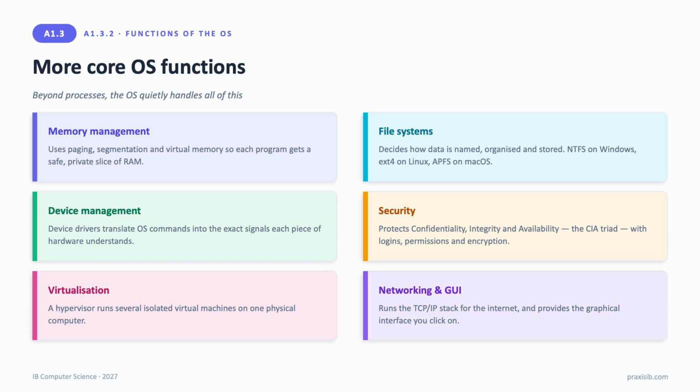Fifth, virtualization. A special layer of software called a hypervisor can run several complete virtual machines on one physical computer, each isolated from the others. That's the technology behind a lot of cloud computing. And sixth, networking and graphical interface. Running the internet protocols and drawing the windows and buttons you click on, so the operating system really is a master of all trades.